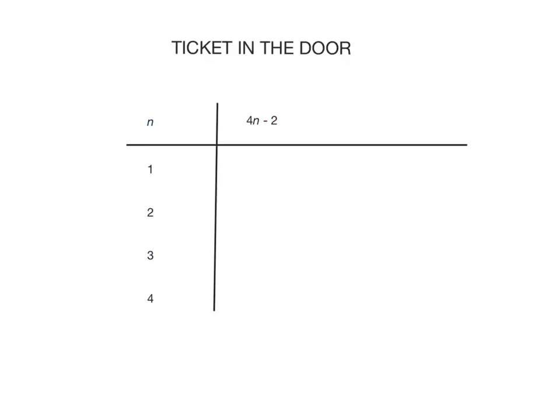So your ticket in the door for tomorrow is to solve the following expression, 4n minus 2, or it can be read as 2 less than 4 times a number, using the input and output chart. So letting n be 1, letting n be 2, letting n be 3, and letting n be 4. I'd like to see the different outputs, just like we've done in the previous slide, for the following expression. So please copy this table into your notebooks, and we will take this up tomorrow.